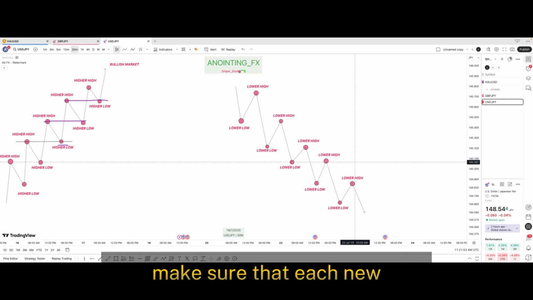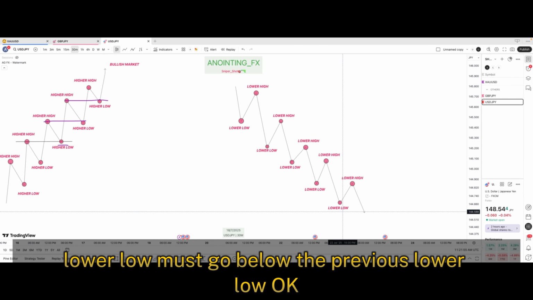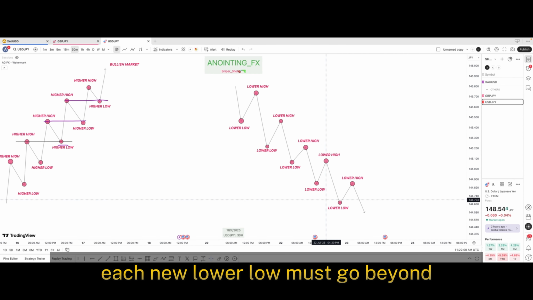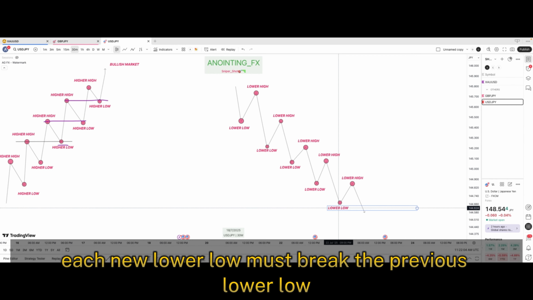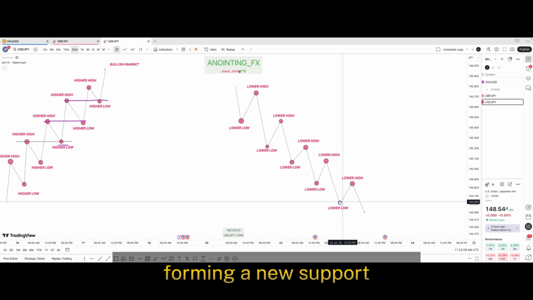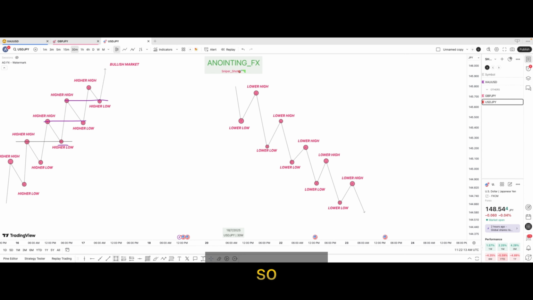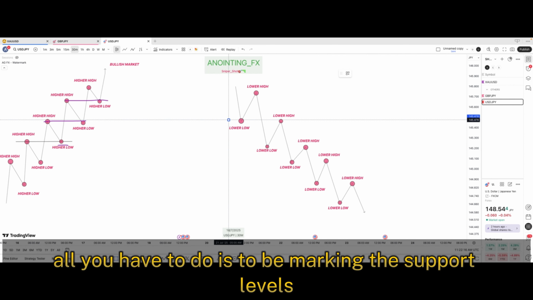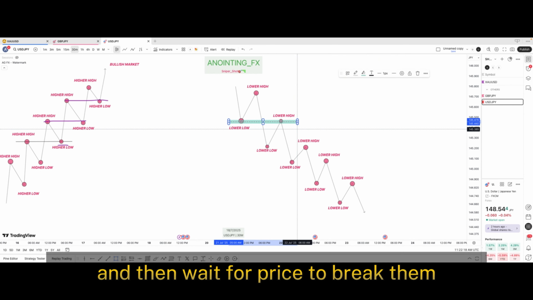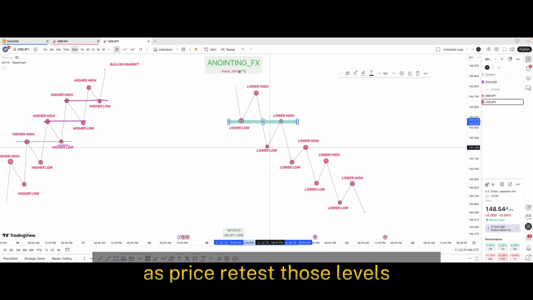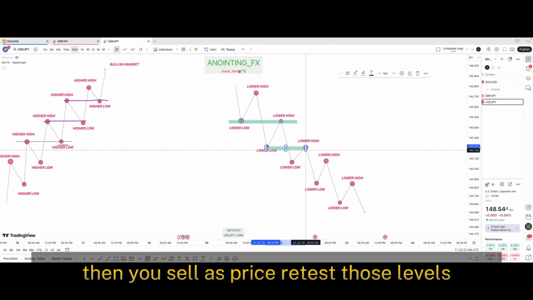And make sure that each new lower low must go below the previous lower low. Okay, each new lower low must break the previous lower low, forming a new support of which you are not going to buy from. So all you have to do is to be marking the support levels and then wait for price to break them. As price retests those levels, then you sell.